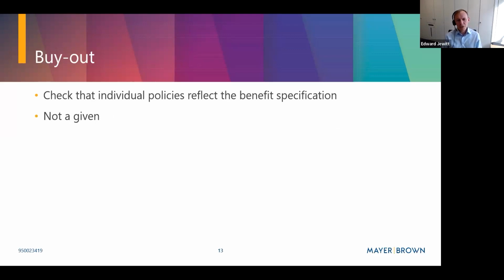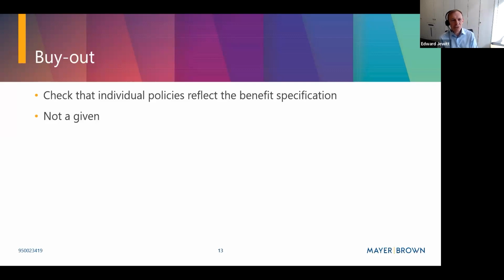So when you get to the insurer issuing individual annuity policies to members on buyout, I recommend that you check that the insurer has properly reflected the benefit specification that you've prepared in the individual annuity policies. And that isn't a given.